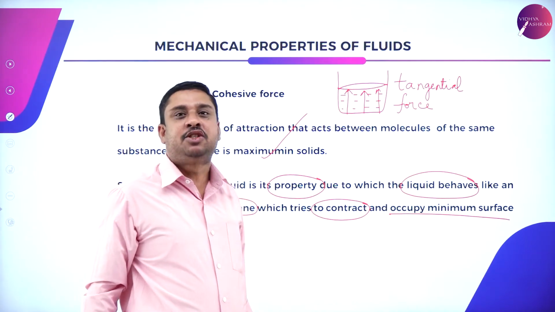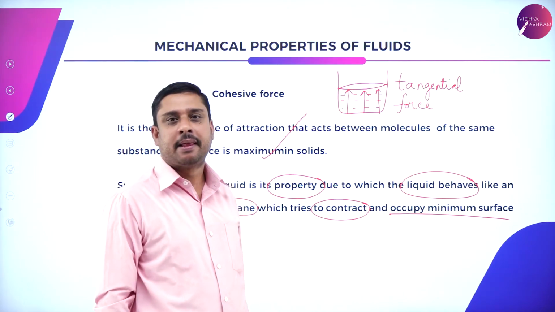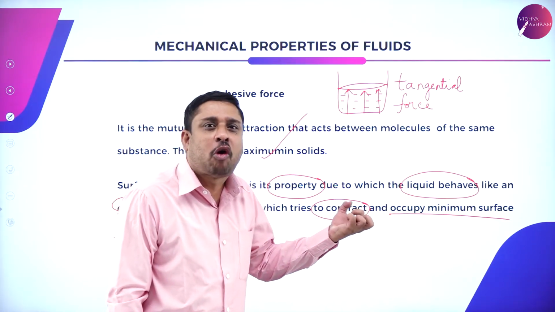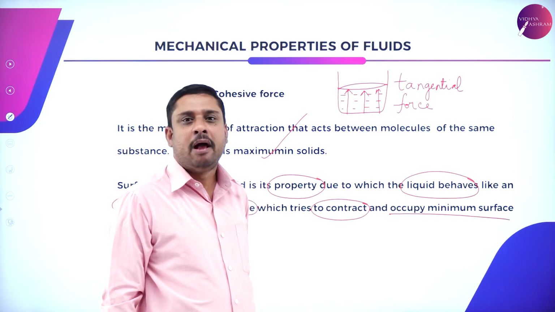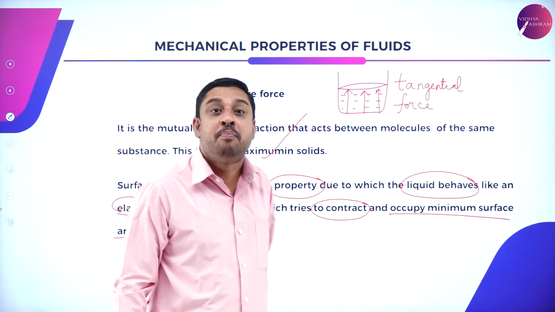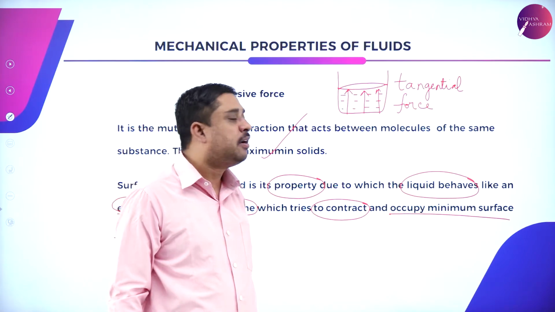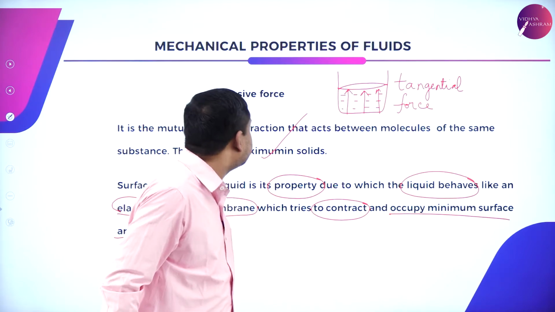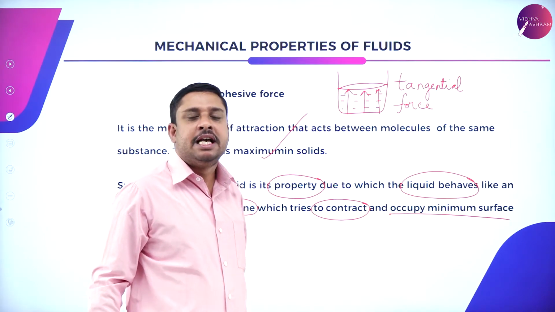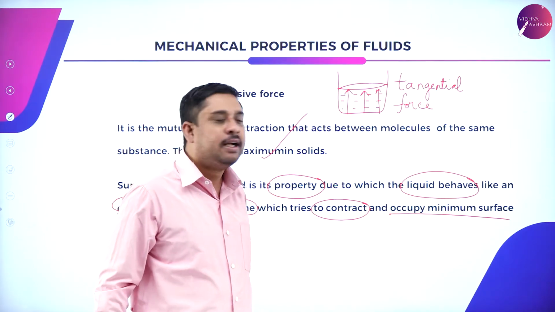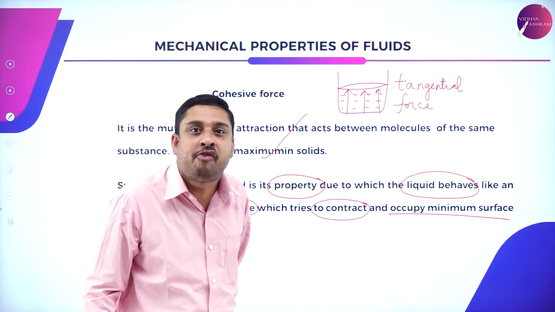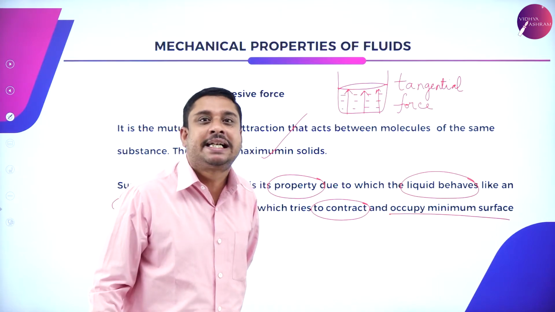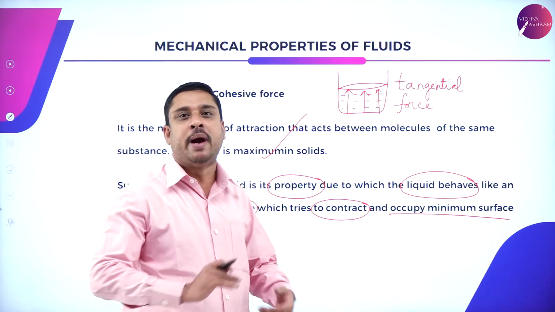There is a tangential force acting on the surface of the liquid. Because of this tangential force, the liquid goes on contracting, occupying minimum area. Therefore, students, surface tension is also called tangential force, force per unit length of the liquid.